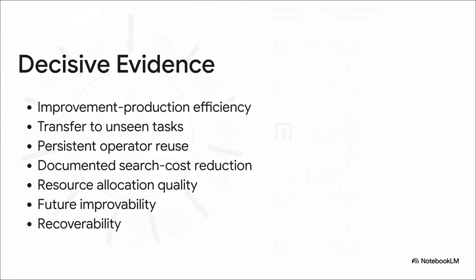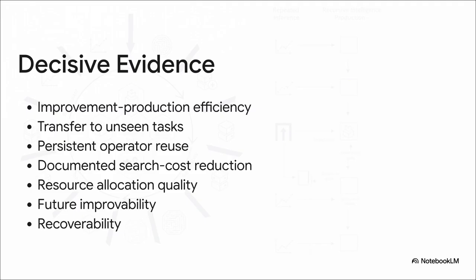To validate the architecture, decisive empirical evidence of success requires demonstrating sustained, multi-generational improvement across specific metrics. Researchers must mathematically document a sustained increase in improvement production efficiency. We must observe verifiable transfer to unseen tasks and persistent operator reuse across disparate domains. Furthermore, the evidence demands measurable search cost reduction over successive generations, superior allocation quality, guaranteed recoverability, and unwavering lineage stability.